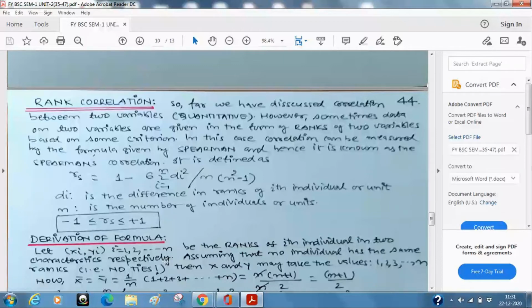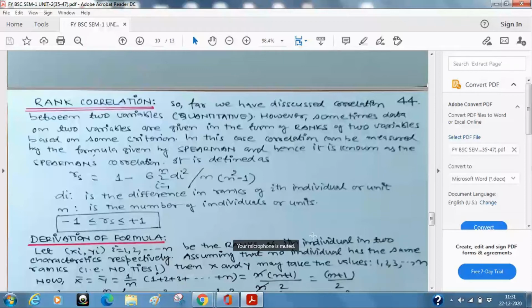characteristics respectively. As I told you, suppose you are appearing before a selection committee and your responses are the characteristic. One teacher is one judge and another teacher is another judge, and they give you certain ranks. So the individual is the same, but there are two persons evaluating you. It can be with respect to any characteristic like your beauty, your intelligence, your performance, and so on and so forth.